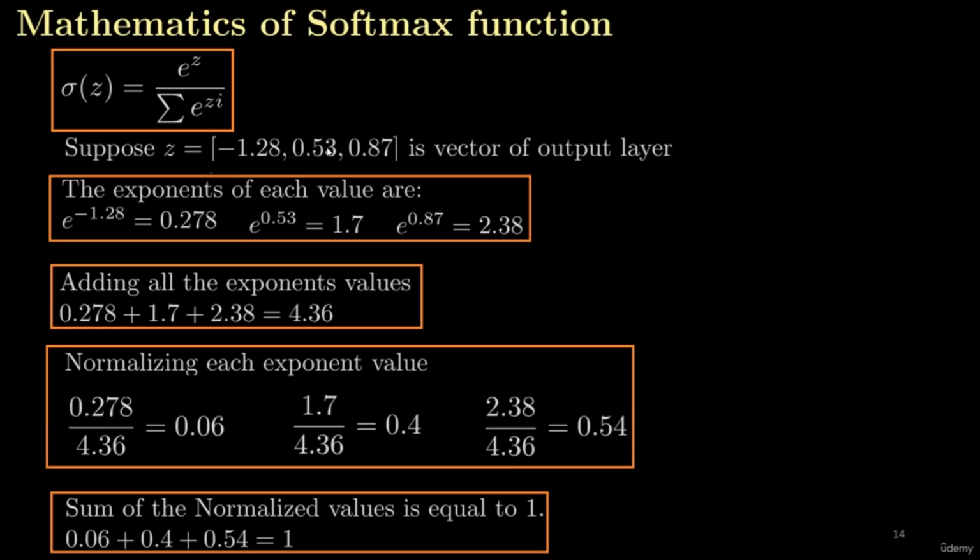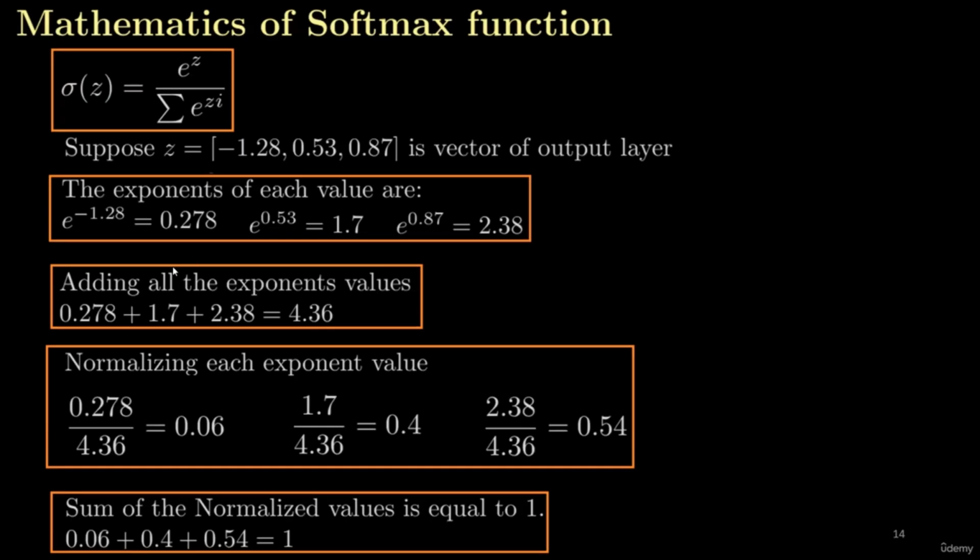So what will happen? I will apply a softmax function in order to get values where if I add them, I will get 1. The first step is to calculate the exponent of each value inside this Z vector. So the exponent of minus 1.28 is 0.278. The exponent of 0.53 is 1.7. And the exponent of 0.87 is 2.38. So these are the 3 values which are the exponents of these.